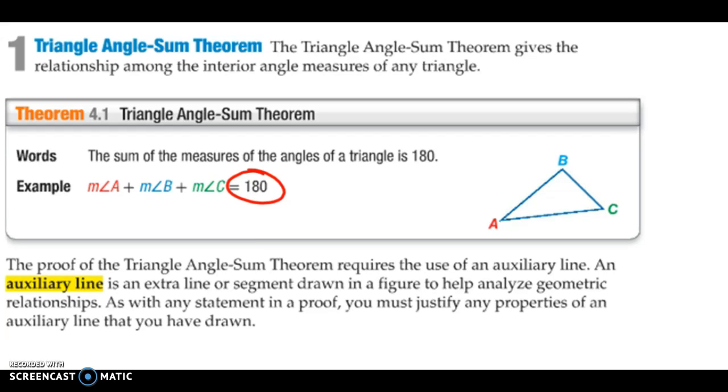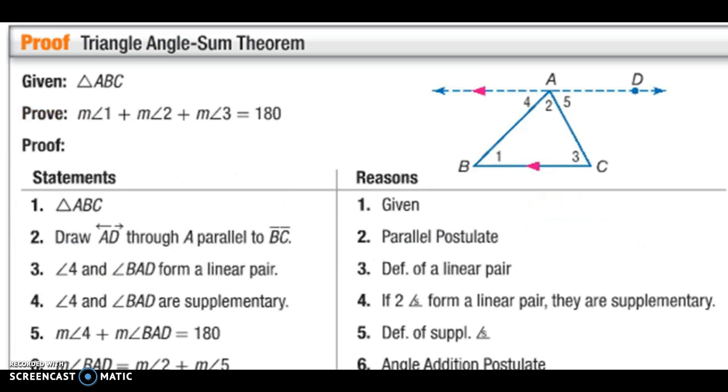So if we were going to prove the triangle angle sum theorem, it requires us to use some sort of auxiliary line. And our vocabulary word is auxiliary line. It's an extra line or segment drawn in a figure to help analyze geometric relationships. For example, last chapter, we talked about an auxiliary line to find the perpendicular, to find the distance. It was a dotted line. We could do the exact same if we were to prove theorem 4.1.